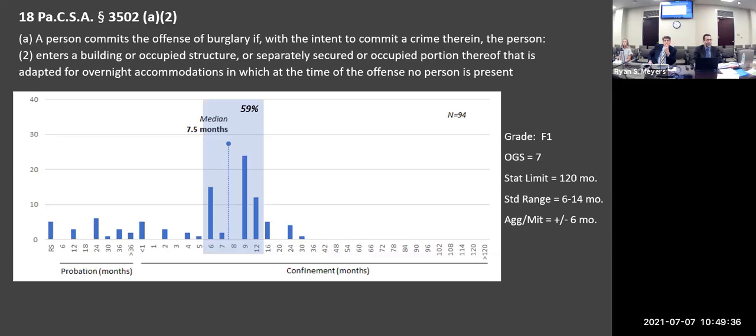59% of the sentences are within the standard range of 6 to 14 months. An additional 33% are within the mitigated range, 5% in the aggravated range, and just a small number of upward departures here of 24 or 30 months in confinement.